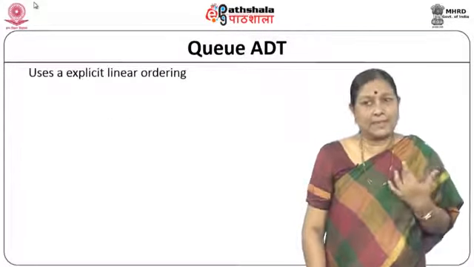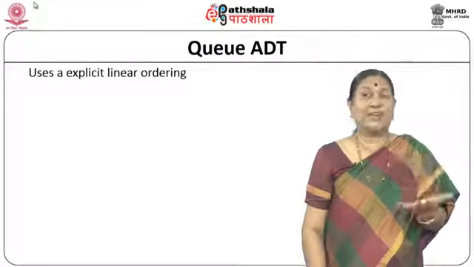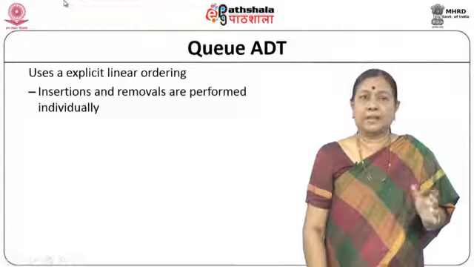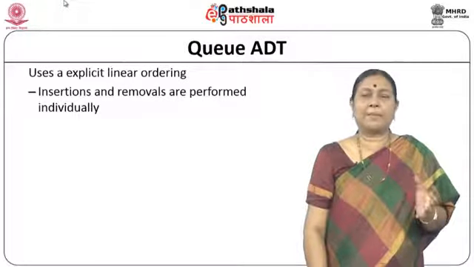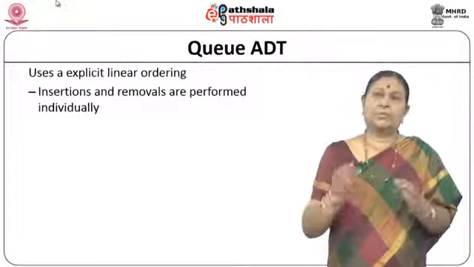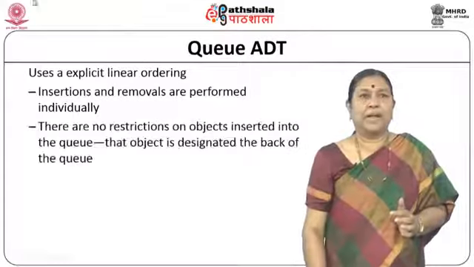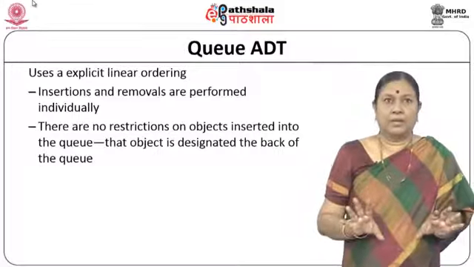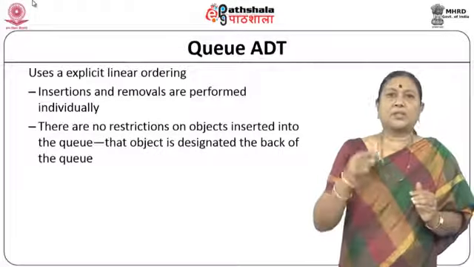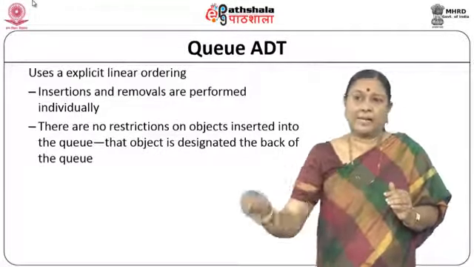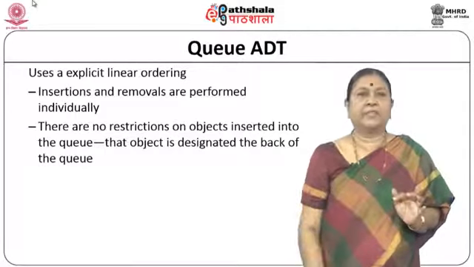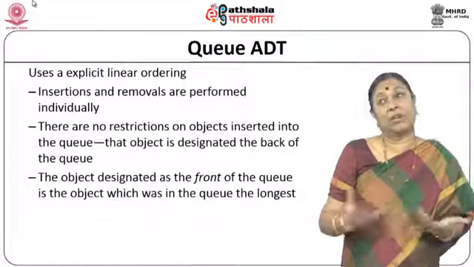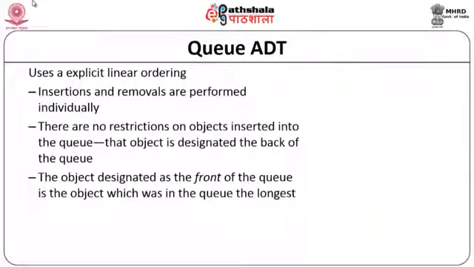It has an explicit linear ordering, that is, it comes in one particular order. Insertions and deletions or removals are performed individually; you do not do it together, you do it one element at a time, and there are no restrictions on the objects that can be inserted into the queue. That object has to be inserted at the back of the queue, that is the only condition that we have. And the object designated as the front of the queue is the object that was in the queue the longest. That is the definition of front.